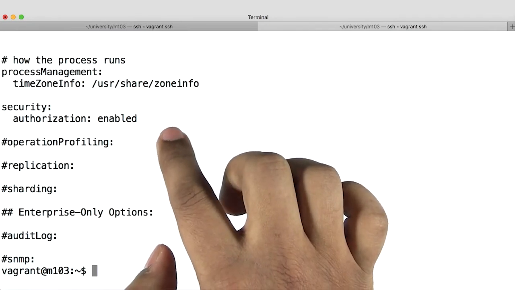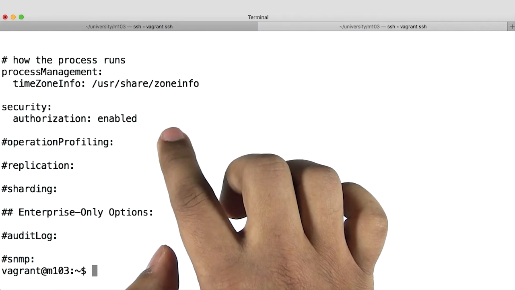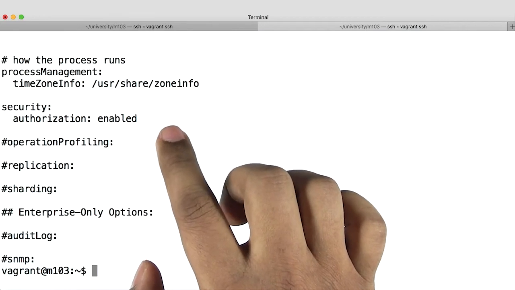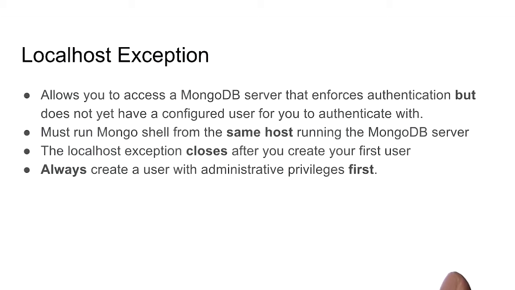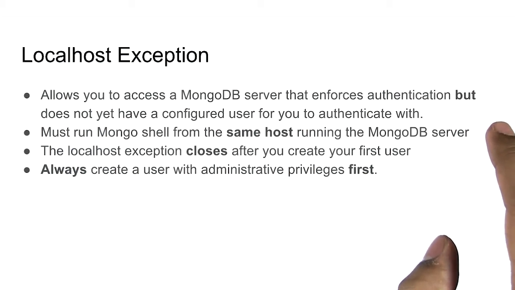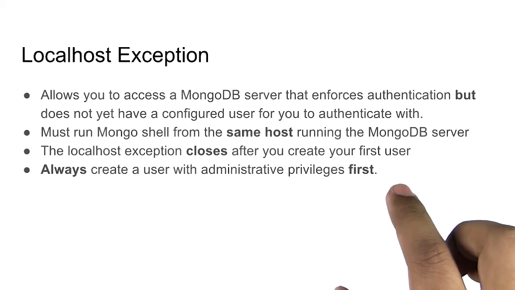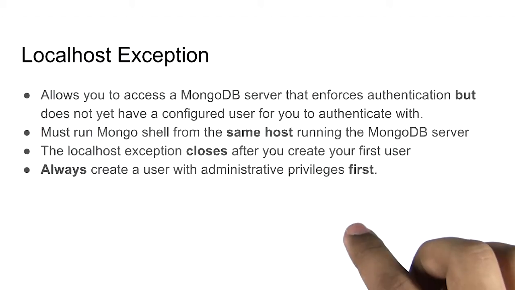Now I need to connect to my cluster, but this cluster has no existing users configured even though auth is enabled. Since by default MongoDB doesn't give you any users, you have to create them yourself. Since my server does not yet have any configured users, there's no way for me to authenticate myself to the server, nor can I be authorized to do any work. Instead, I must use the localhost exception to connect to the server, meaning I must connect to the Mongo shell from the same host that is running the MongoDB server process. Remember, once you have created your first user, the localhost exception closes. So always create a user with the administrative role first so you can create other users after the localhost exception has closed.